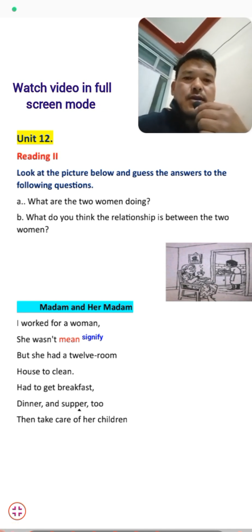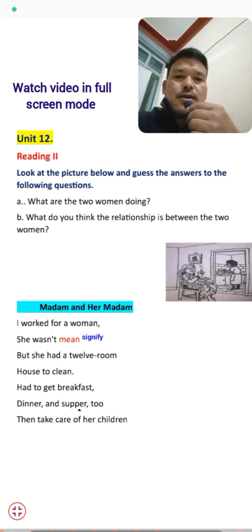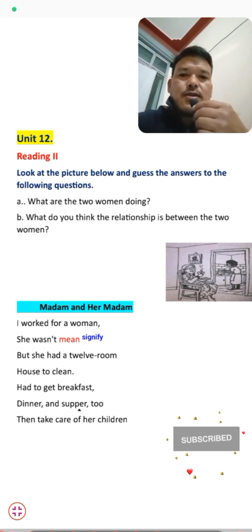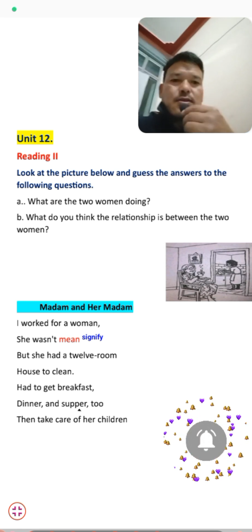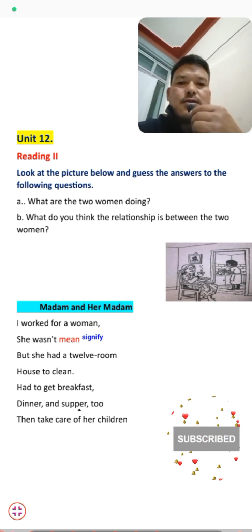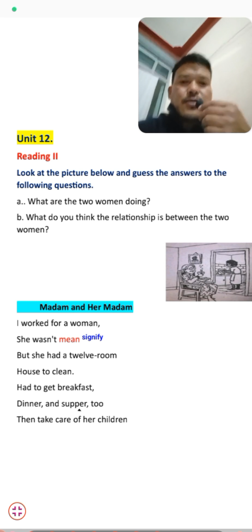It's a grade 9 standard English class that we are going to discuss here, and we are at Unit 12, reading 2 part that we have to discuss today. That is a poem, Madam and Her Madam, reading 2 part from Unit 12, and we are here to discuss it in this video.